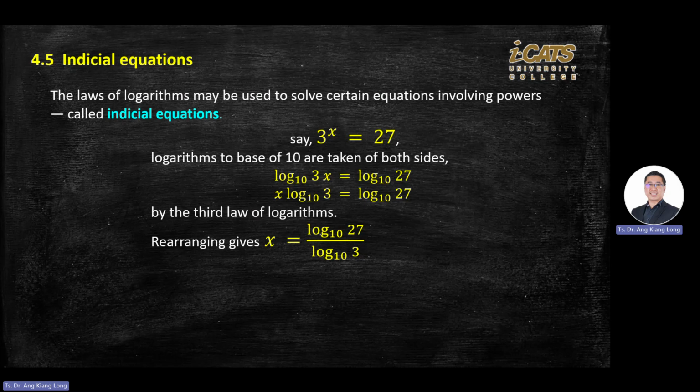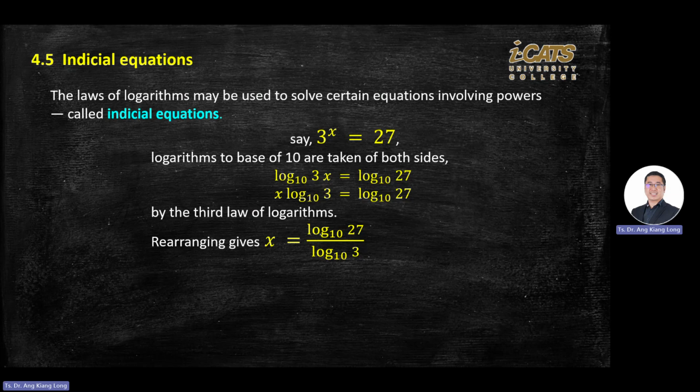When you move to the right, you need to remember the relationship. x and log 3 is a multiplication relationship. x multiplied by log 3, when you move the log 3 from the left to the right, it becomes division. It's a multiplication relationship; you move from the left to right, it becomes division. So that's why in the next step, your x equals log 10 of 27 divided by log 10 of 3.